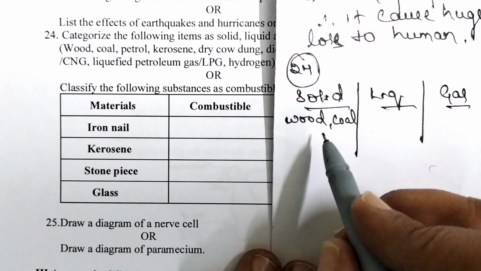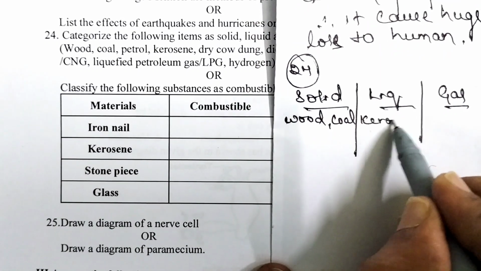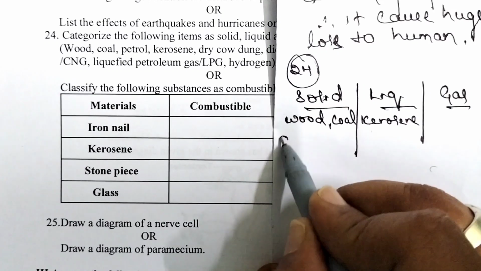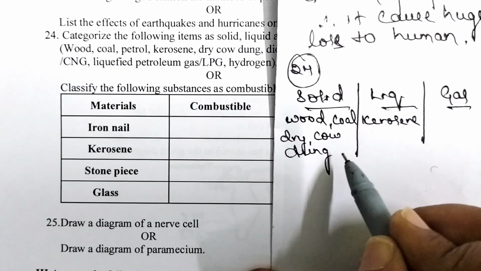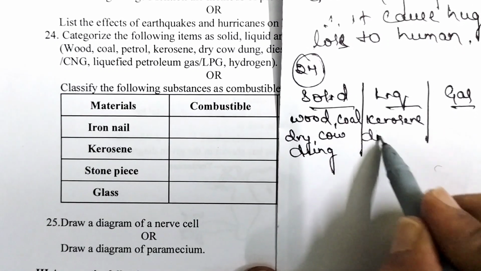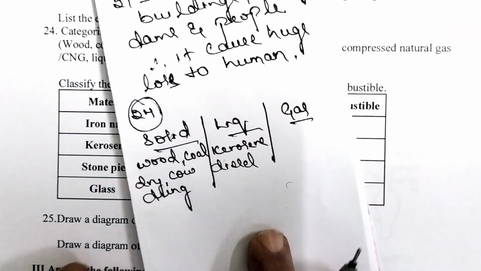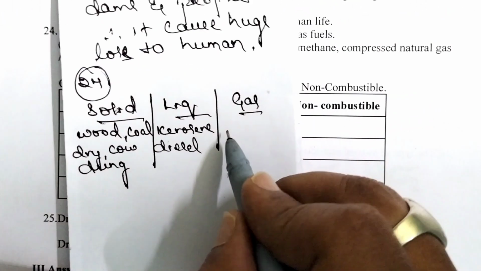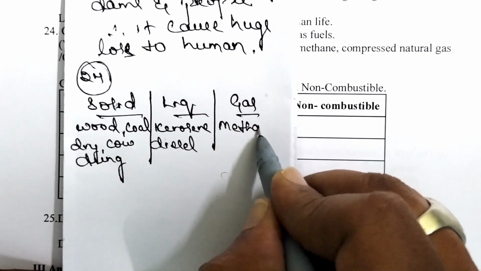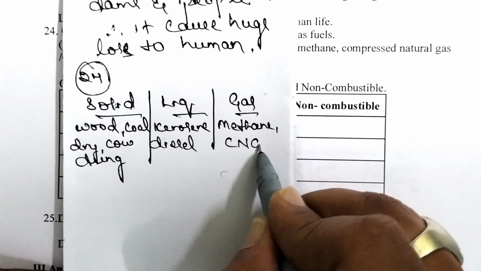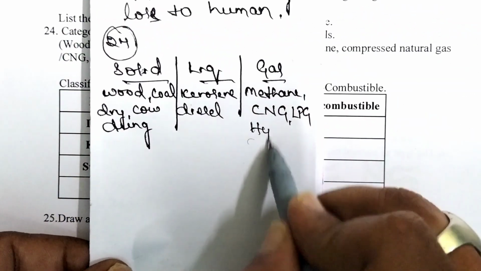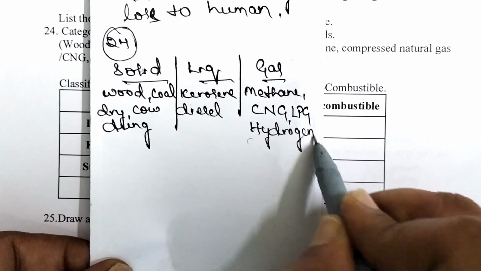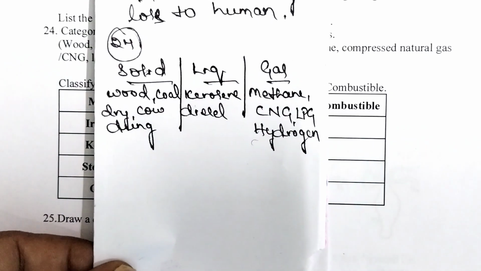Wood, coal, then kerosene comes under liquid. After kerosene, dry cow dung comes under solid. Next, diesel comes under liquid. Next, methane comes under gas. Compressed natural gas, CNG, comes under gas. Then liquefied petroleum gas comes under gas. Then hydrogen also comes under gas. So like this we have to classify them as solid, liquid and gas.